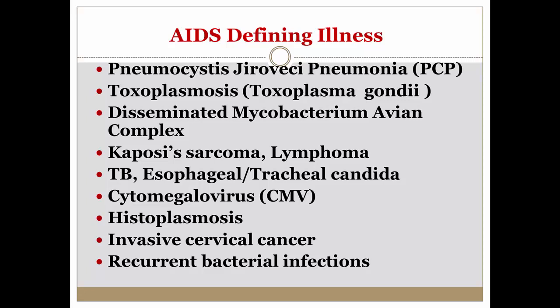So if someone came up with any of these things on the list: pneumocystis jirovecii pneumonia, toxoplasmosis, which is a parasite infection, disseminated Mycobacterium avium, Kaposi sarcoma, tuberculosis, esophageal or tracheal candida. So it's not just thrush or a vaginal yeast infection. We're looking for it in the esophagus or in the trachea. Do they have CMV, histoplasmosis? Did that cervical cancer in situ or cervical dysplasia become invasive? Or do they have recurrent bacterial infections?